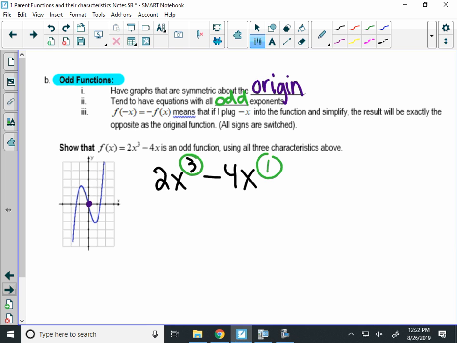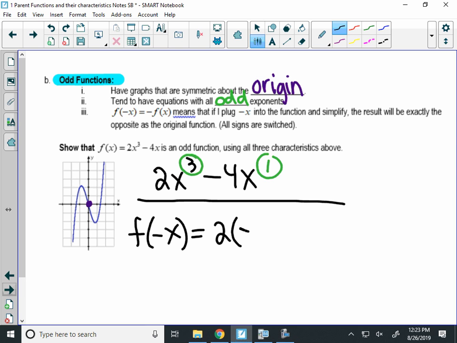And then let's do one more proof for today. If I was trying to evaluate f of negative x, I'm going to take negative x and input it for the value of x. So 2 times negative x cubed minus 4 times negative x. What's a negative number cubed? Positive or negative? It's a negative. So I'll have positive 2 times negative x cubed, which becomes negative 2x cubed. Right? That negative, I just pulled it in front because of the commutative property.